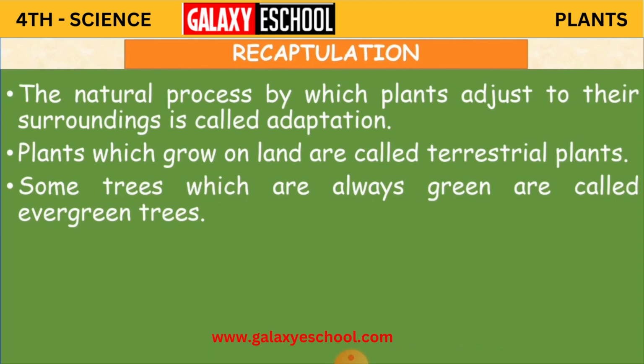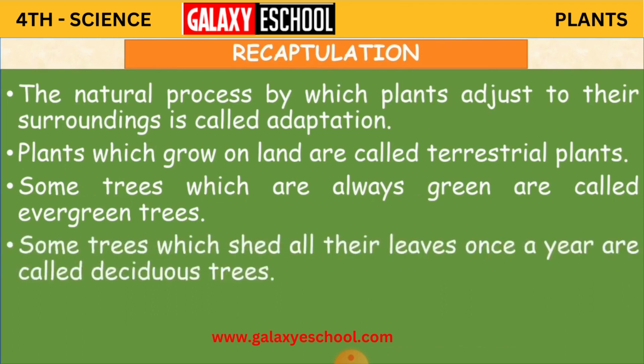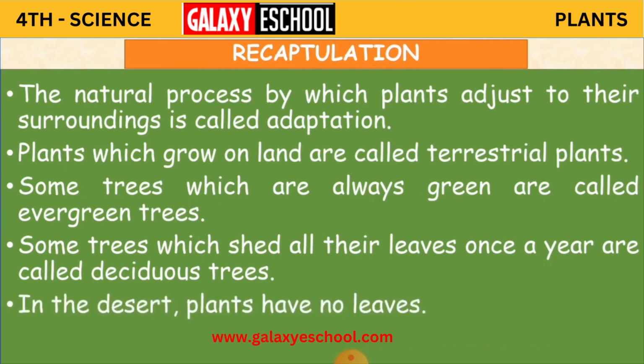Some trees which are always green are called evergreen plants. Some trees which shed all their leaves once a year are called deciduous trees. And we learned that in the desert, plants have no leaves.